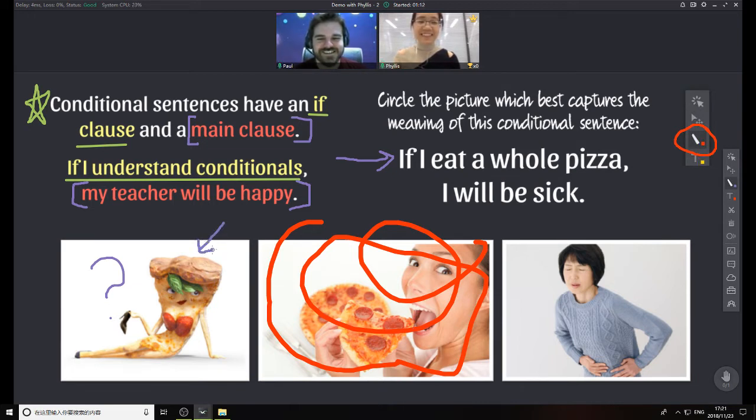I think it's this one because she will be sick, right? If she eats the whole pizza. But anyways, where is the pizza? It's already inside. She already ate it. So this is a conditional sentence. If... and then what will happen?